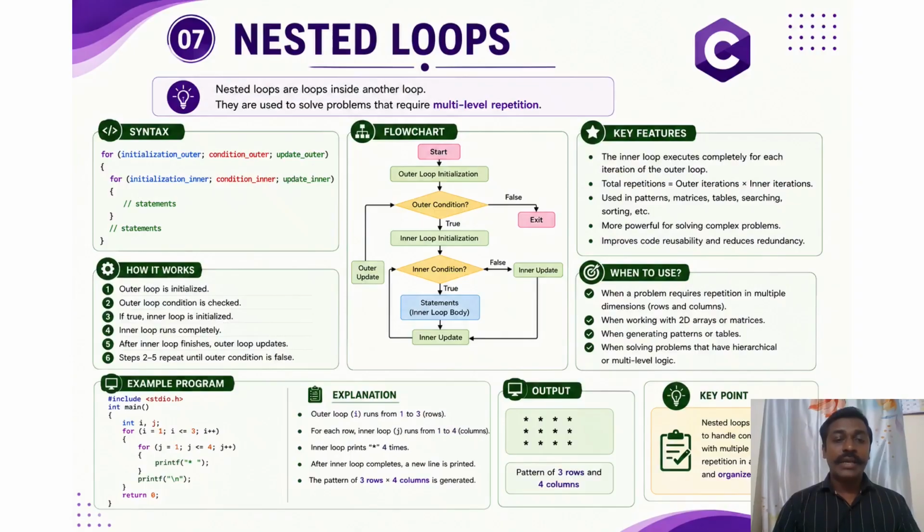In the example, i has the condition less than or equal to 3, and the inner loop has j less than or equal to 4. So for each i, j is executed 4 times. When i is 1, j executes from 1 to 4, and when i is 2, again j executes from 1 to 4, and when i is 3, again j executes from 1 to 4. That is the beauty of nested loops. So the pattern of 3 rows and 4 columns is printed in this format.